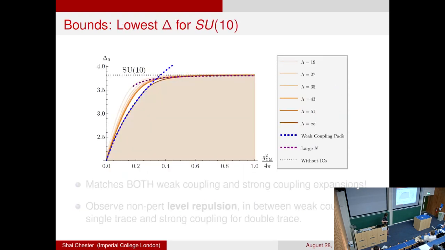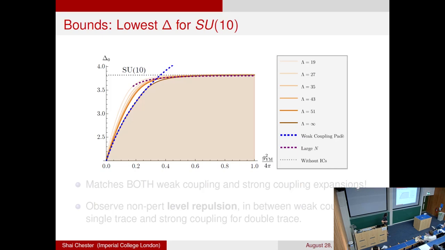So now, focusing on a specific value of n, let's look at some large value of n so we can compare it to both strong coupling as well as weak coupling results. So here's a plot here. This was done with different levels of bootstrap convergence, and then we did extrapolation. So the final bound is this brownish one over here.